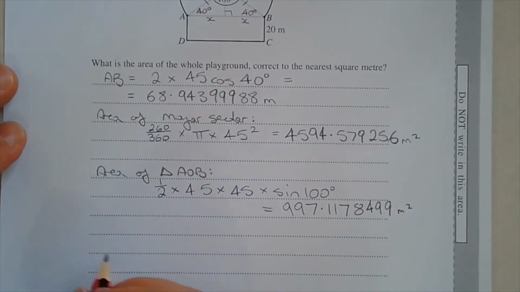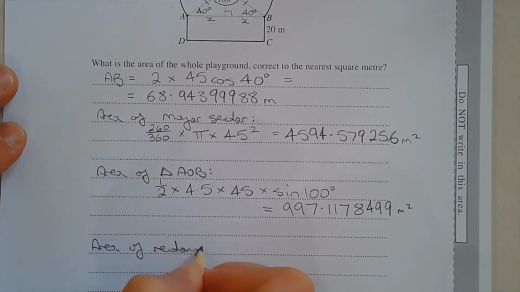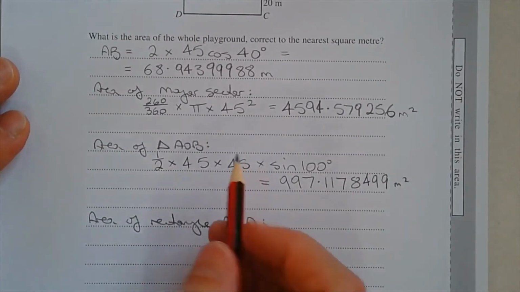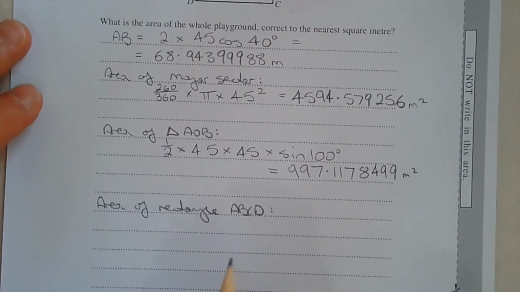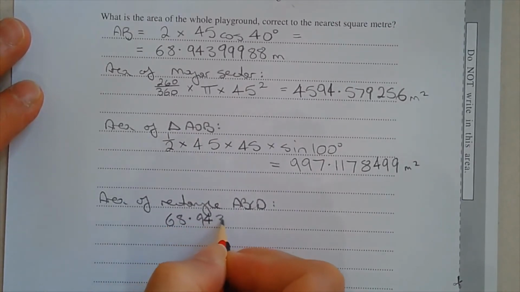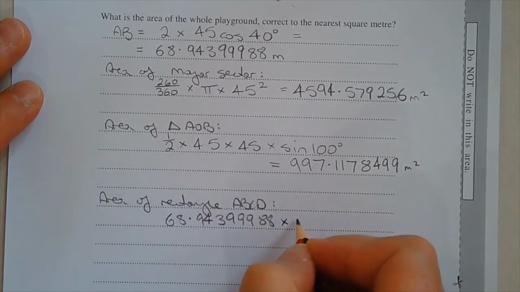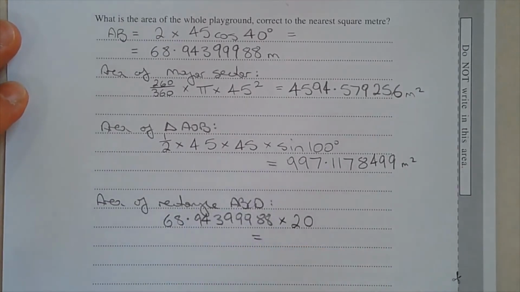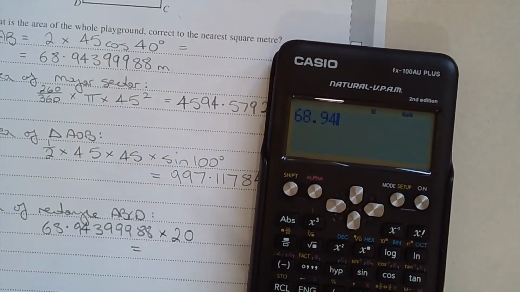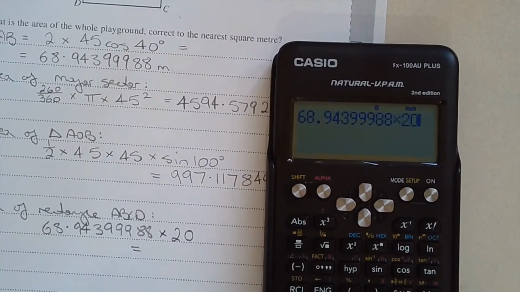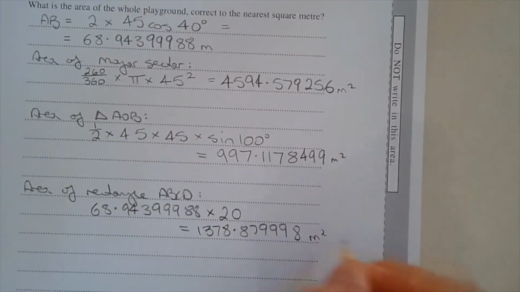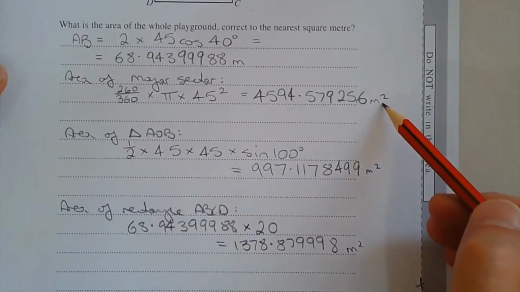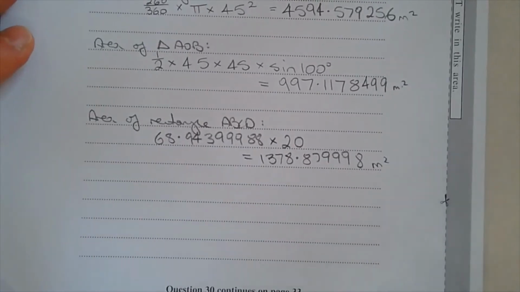And lastly, rectangle ABCD. That's just length times width. We have the length already, which is 68.943, and so on. So 68.9439988 multiplied by the width of this rectangle, which is 20. That's the area of the rectangle, so 1378.8799998 square meters. So there would be a mark for this, a mark for that, a mark for this, a mark for this, and then obviously a mark for the correct answer.